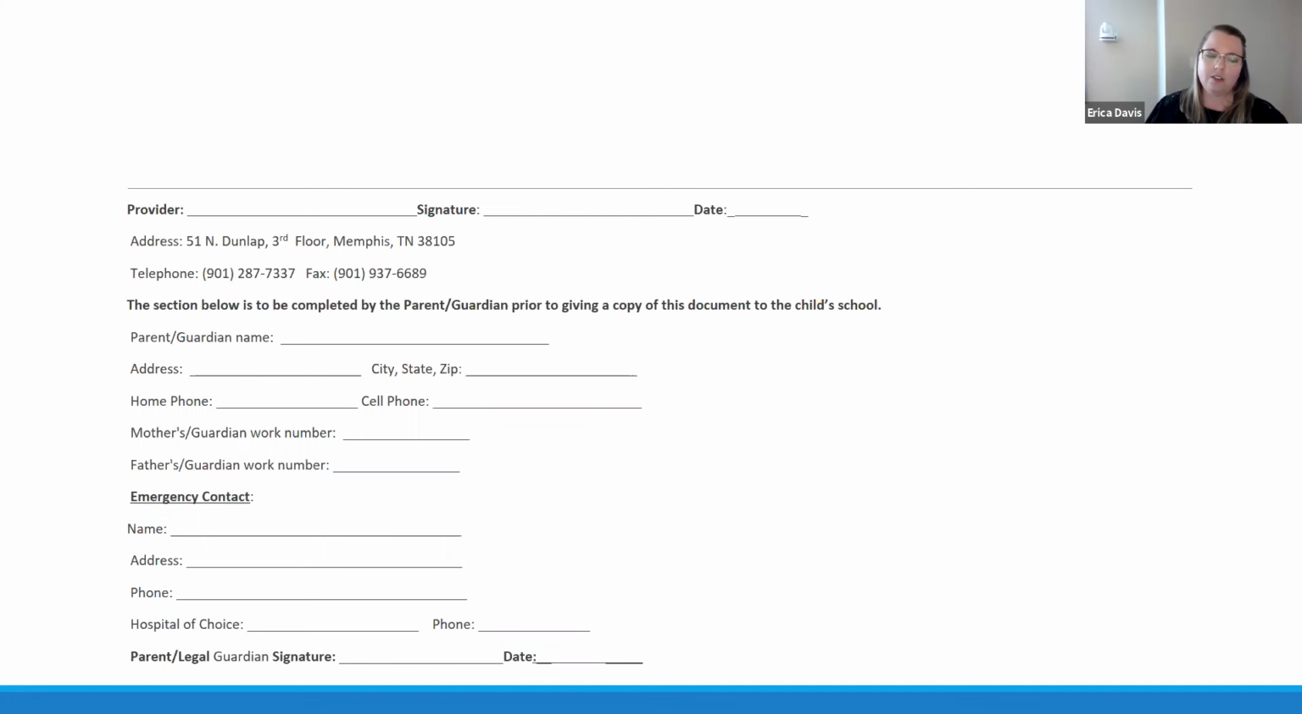You'll notice as well the section that is the parent responsibility. There's a new disclaimer on that that says the section below is to be completed by the parent or guardian prior to giving a copy of this document to the child's school. We again are reinforcing to that family that we need them to fill out this information, because you guys need to know how to contact these families. And so they will need to fill all of this out. You will notice at the very bottom, it gives an option for hospital of choice. And so we definitely need the parents to fill this out.